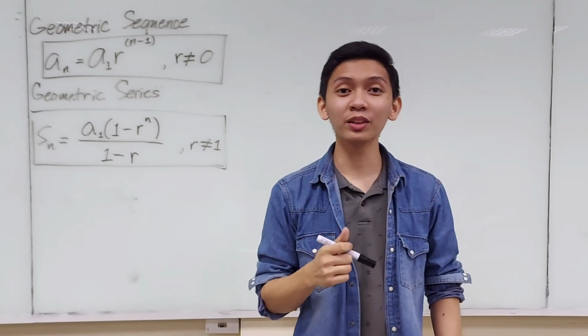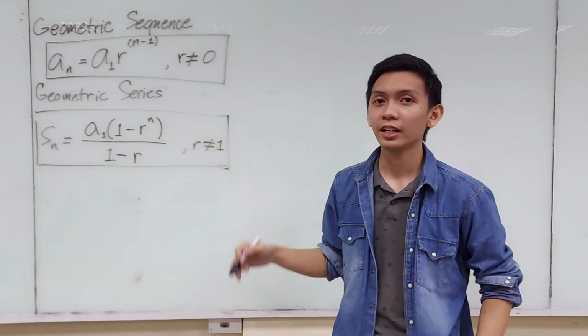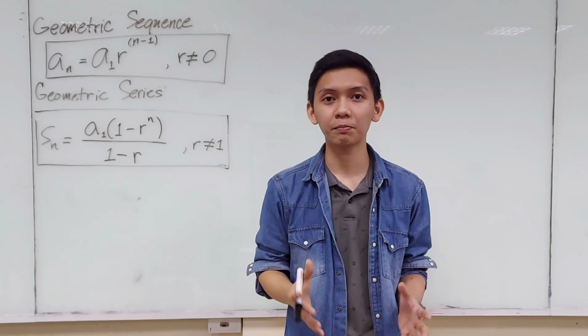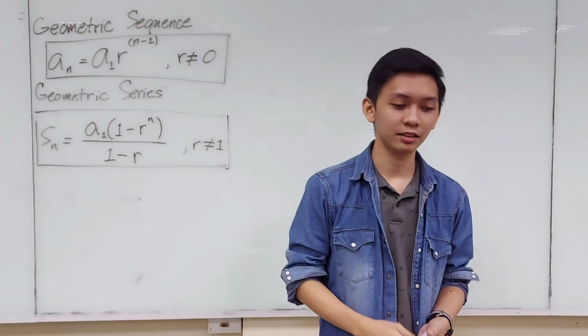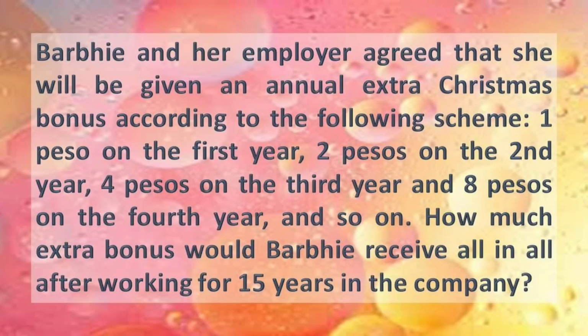Alright, for today we're going to apply all these concepts in real-life problems or word problems. So let's say for this example, let's have Barbie. Barbie and her employer agreed that she will be given an annual extra Christmas bonus according to the following scheme. 1 peso on the first year, 2 pesos on the second year, 4 pesos on the third year, 8 pesos on the fourth year, and so on. How much extra bonus will she receive all in all after working for 15 years in the company?